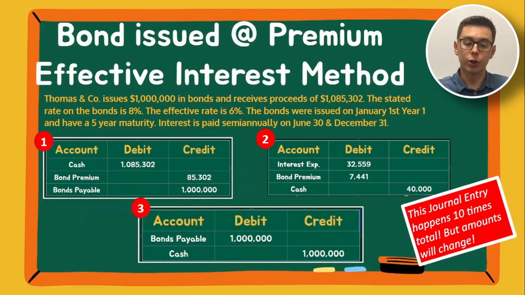Here's a look at our three journal entries again. Number 1 was for bond issuance. Number 2 was for the first interest payment. Remember that journal entry does not replicate exactly the same every time. The accounts will be the same. You'll debit interest expense and bond premium, and credit cash, but interest expense and bond premium will be changing each period. And number 3 is bond maturity.